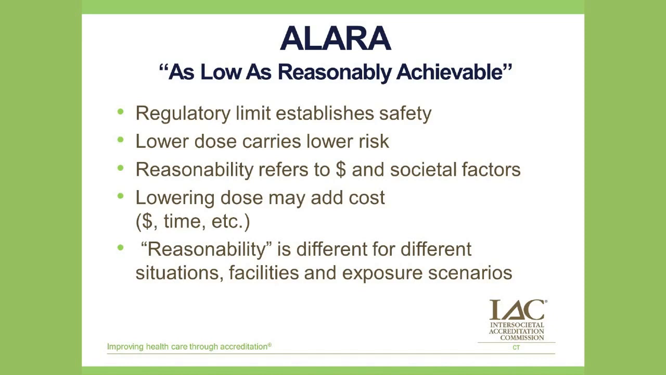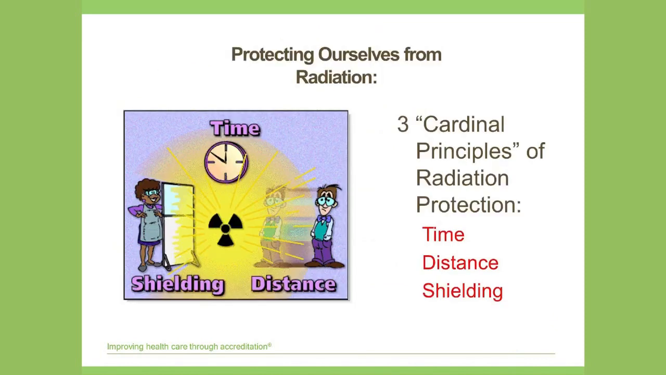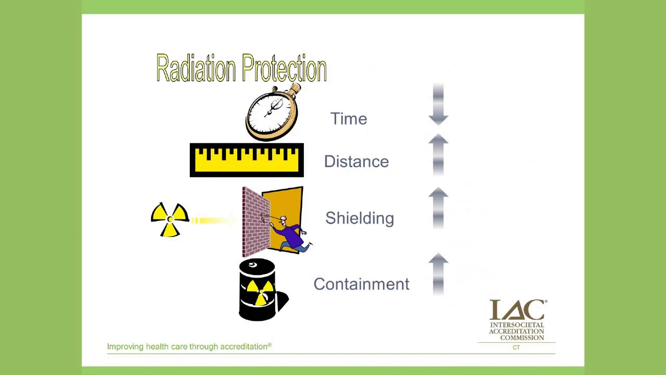If we're talking about occupational exposure, and I think we really are here with this group, we're talking about three different cardinal principles of radiation protection: time, distance, and shielding. We want to reduce the amount of time we're near the source of radiation. So we don't want to be around that source of radiation in the room with the CT. We want to increase our distance from the source of radiation.